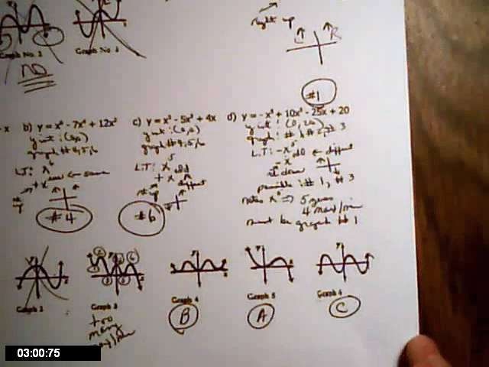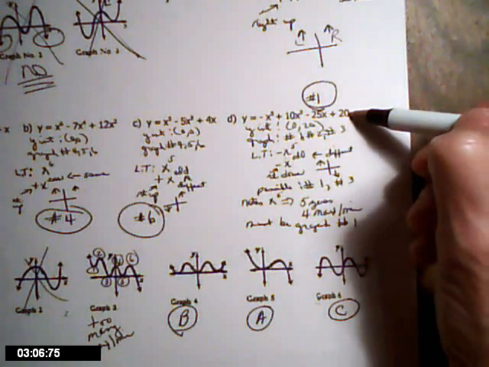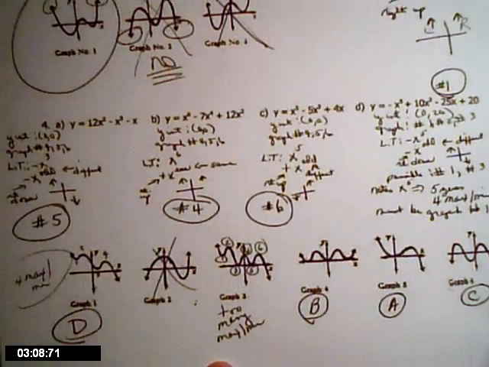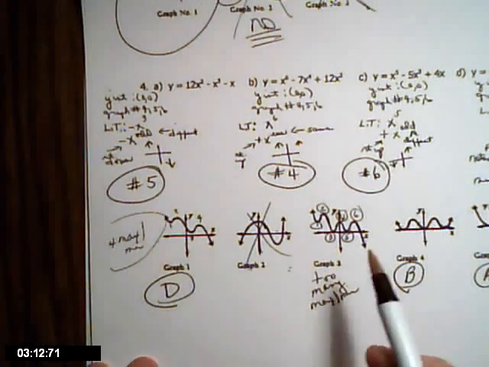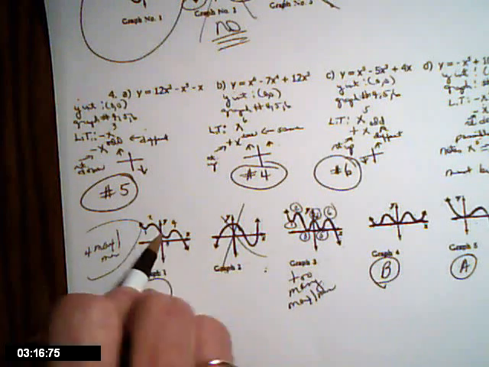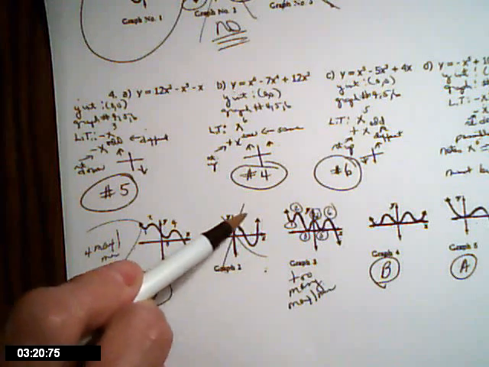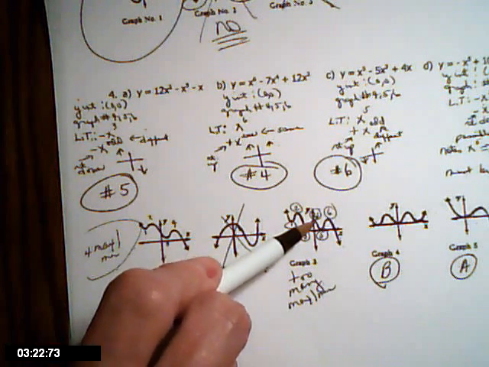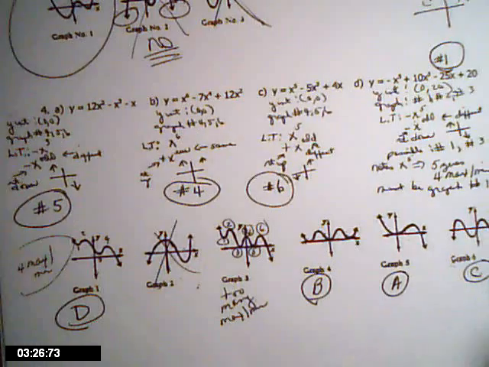Now pay very close attention to D. We have to go through every rule we have here. The y-intercept is 0, 20. Now if you remember, we've already used 4, 5, and 6. They were 0, 0. What you have to understand is that there are no numbers here, but that could be a positive 20. So graph 1, 2, or 3 could be it.